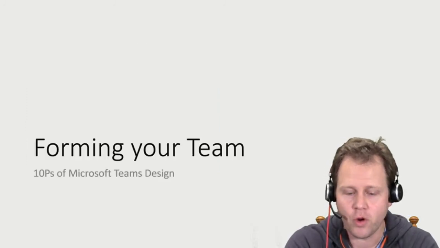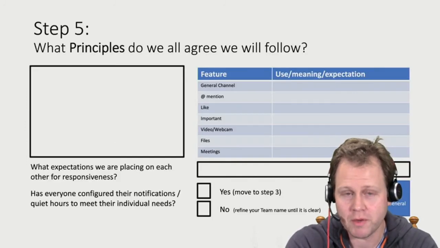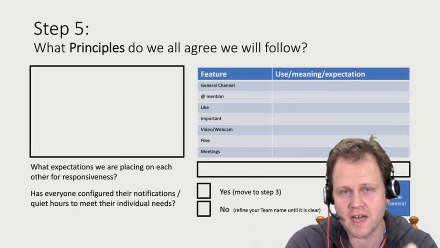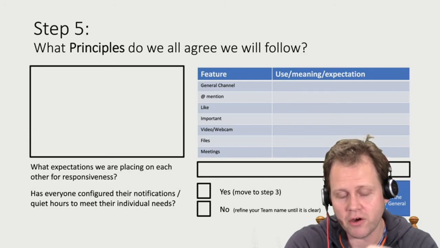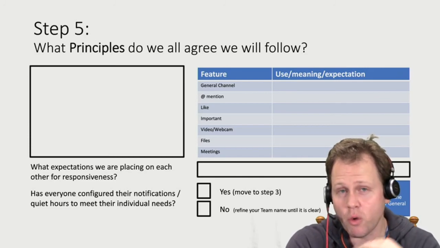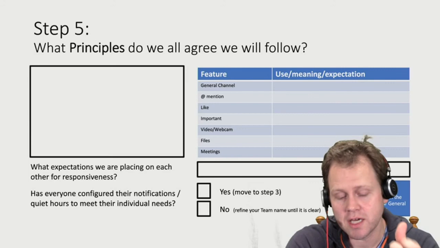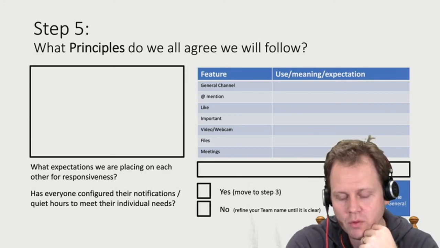Then when it comes to forming our team, agreeing on principles like we talked about earlier: what is the general channel used for? What does an app mention mean? What do the different likes or different reactions mean to each other? When are we going to use the important tag on a message? Are we going to use video or webcam in our meetings to remain connected as a team? What are we doing around files?